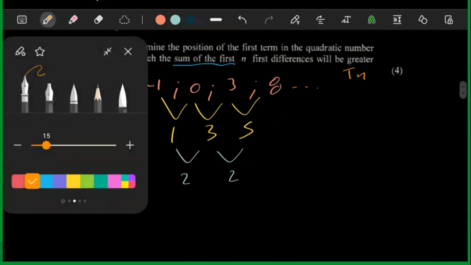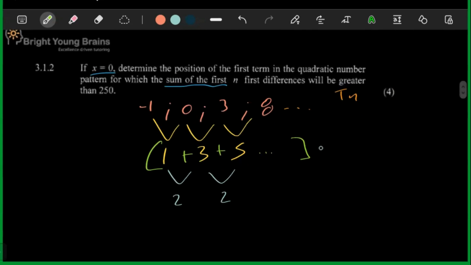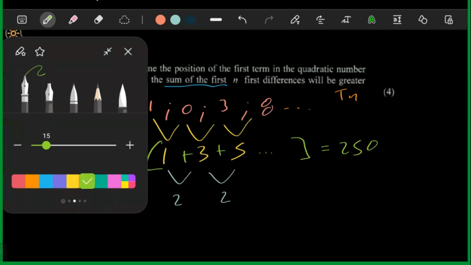So it just means in our sequence of first differences, we're adding them up. And we want to add them up until we see how many terms do we need to add up for us to at least have 250. You see, that's what they're asking us here. Determine the position of the first term of the quadratic number pattern for which the sum of the first n first differences will be greater than 250. So we're going to work out how many terms here give us 250, right? And then how many terms here do we need to add up for us to start getting anything above 250?